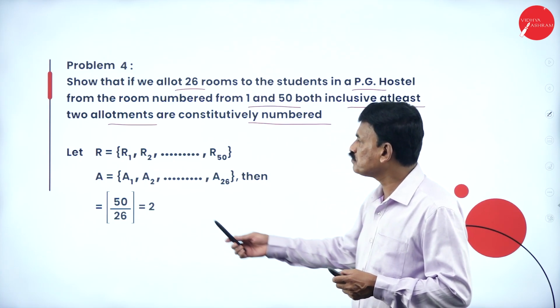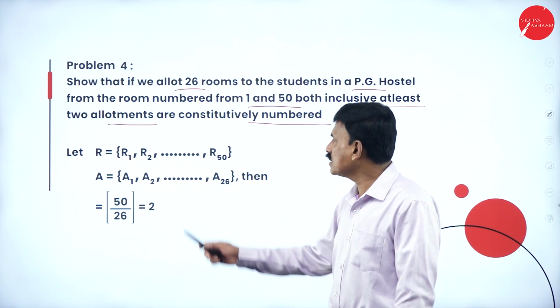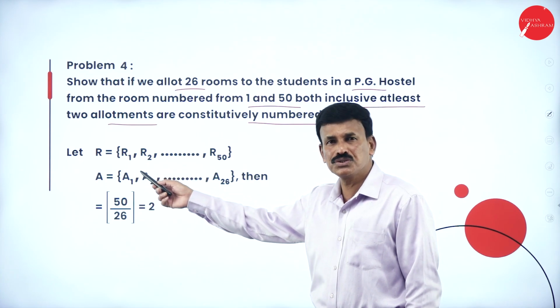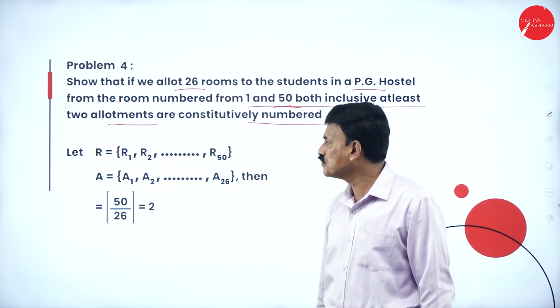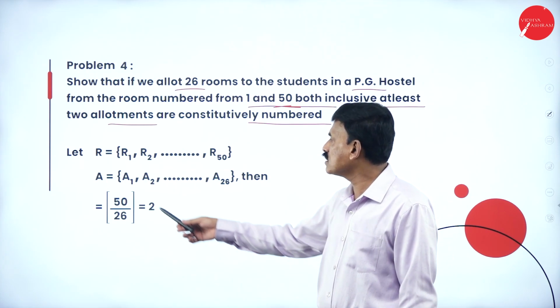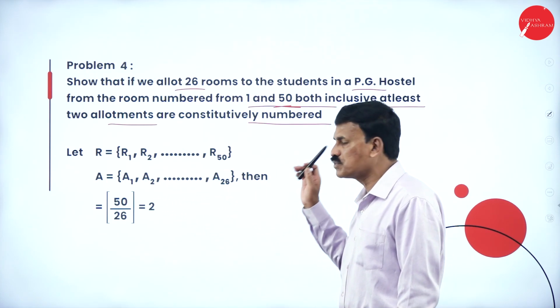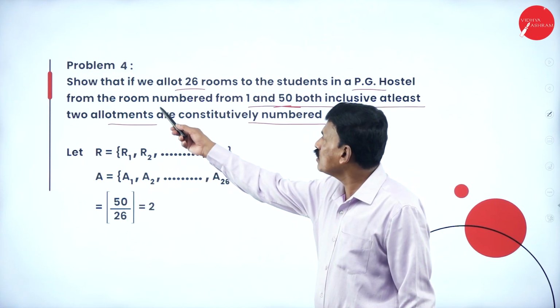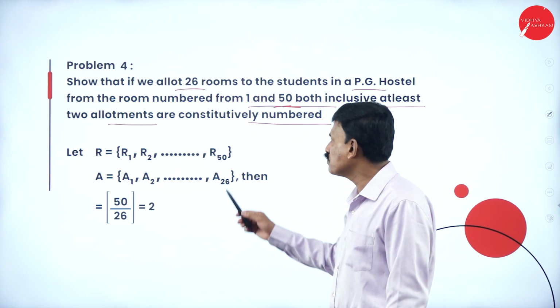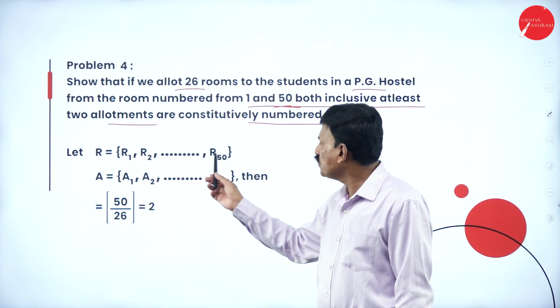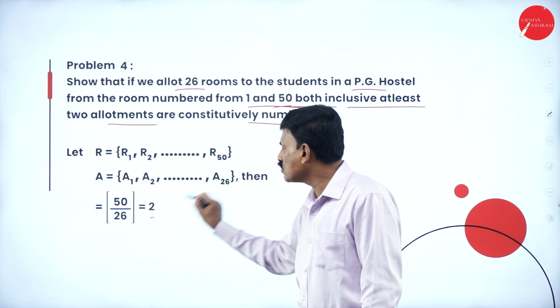Now, listen to me here. Let us consider the number of rooms are 1, 2, 3, 4, 5 up to 50. How many rooms are there? 50 rooms, 1 to 50. And how many allotments are there? A1, A2, A3, up to A26. 26 allotments. Now, according to the pigeonhole principle, we have 50 divided by 26.